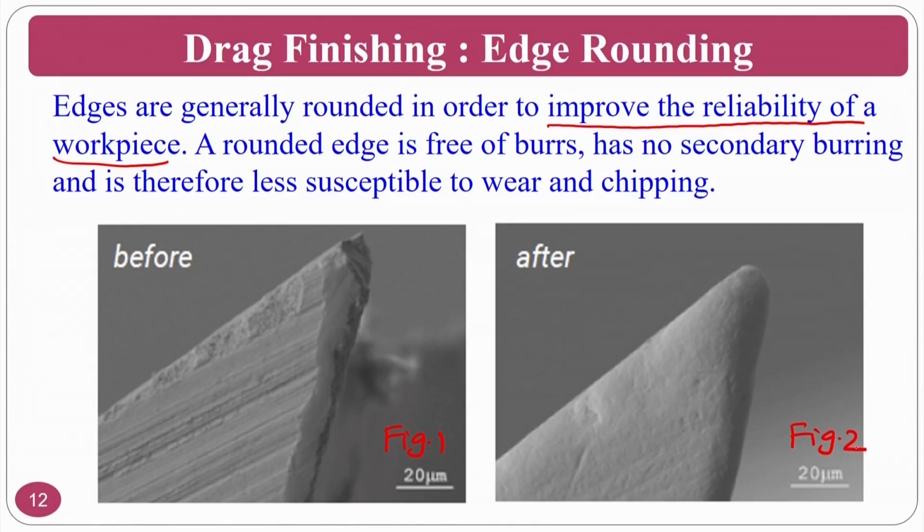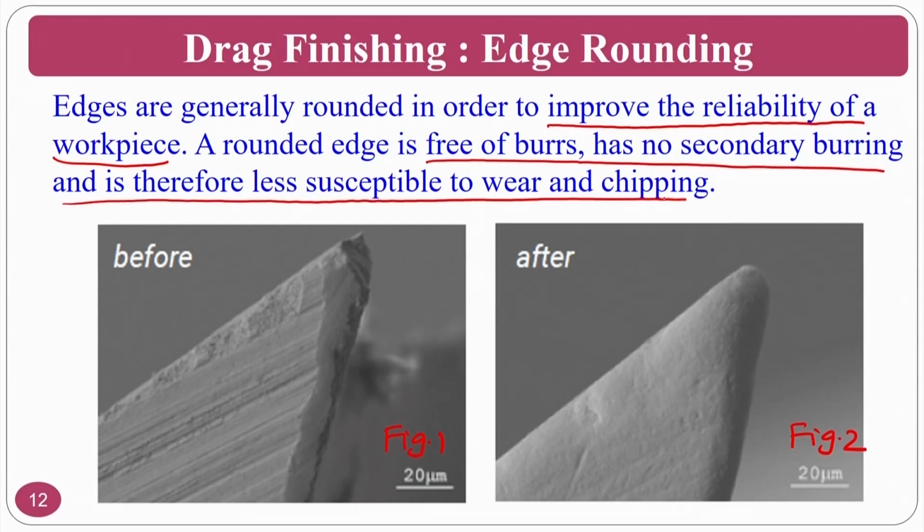Okay, if you see here, figure 1 has a lot of scratches, at the same time a lot of burrs, and the surface roughness of this particular surface is also very poor. Okay, so a rounded off, burr-free edge has no secondary burring and is therefore less susceptible to wear and chipping. That means if you are going to use this particular component, what will happen? This will have higher wear rates in practice.